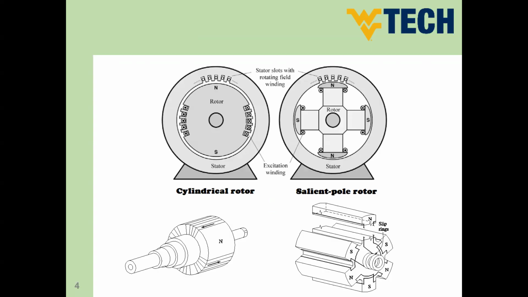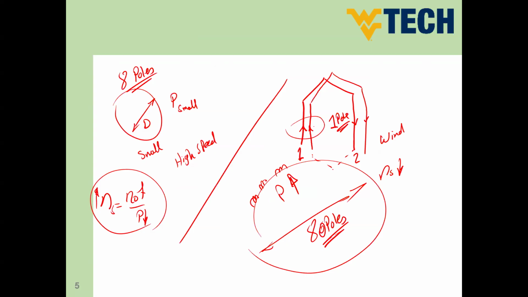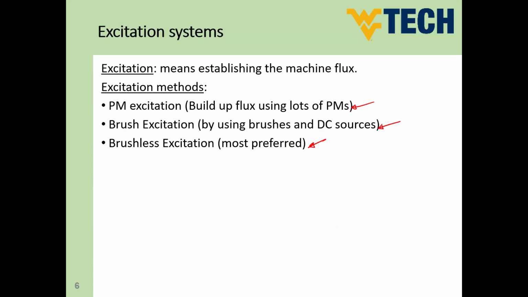And we discussed that we have two shapes of rotor. We have the cylindrical type, and this is a small diameter rotor. And we have the salient pole, which is a large diameter rotor. And we discussed the different applications of every machine. And we discussed also the excitation, and we referred to the brushless excitation. The brushless excitation is the most preferred one.